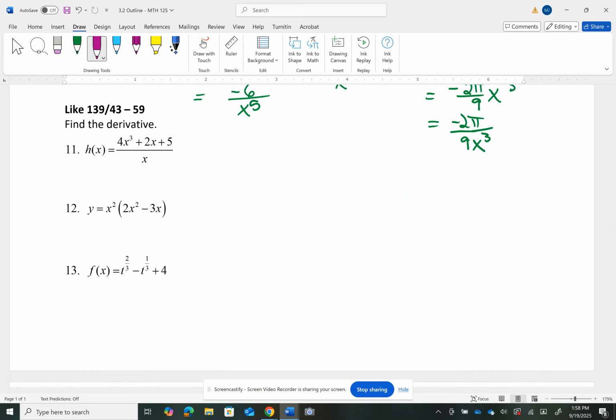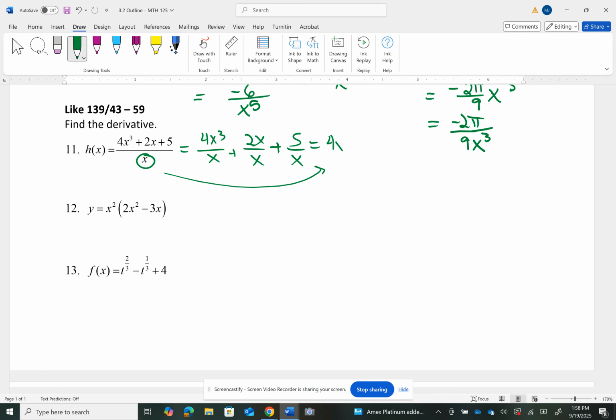Okay. All right, so these are actually ones where you'll first simplify. Since there's a single term in the denominator, I can go ahead and think about this as 4x to the 3rd over x plus 2x over x plus 5 over x. That would be true. You normally would go right to this idea that means I can knock out 1x from each of those terms.